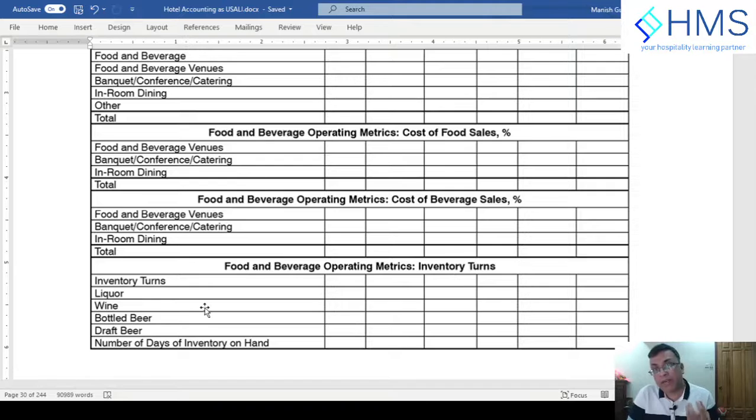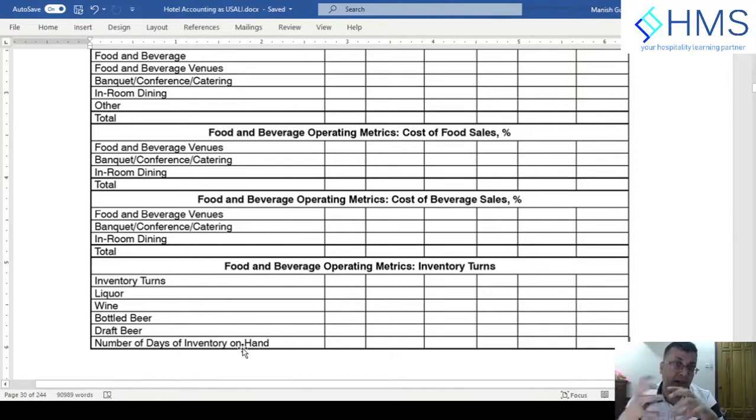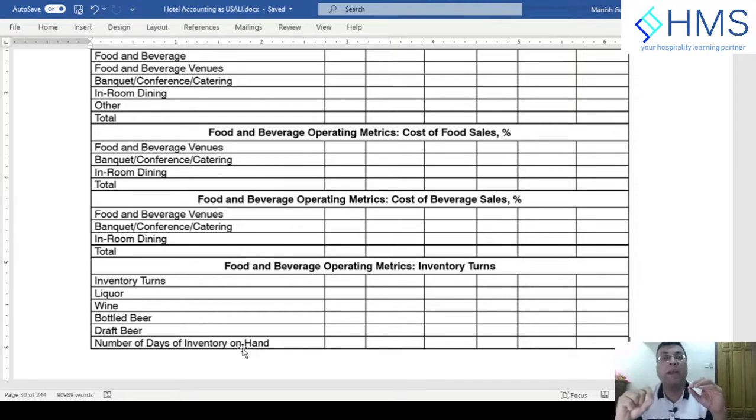So how do we calculate that? We normally calculate the total inventory divided by the average daily sales of the month. That will help us understand the number of days of inventory on hand, while the inventory turnover is calculated by the total sales of that particular item, for liquor, wine, bottled beer, and draft beer, divided by the average inventory that we hold during the month. You add the inventory for both the beginning period and the ending period, divide by 2, and you get the average inventory.